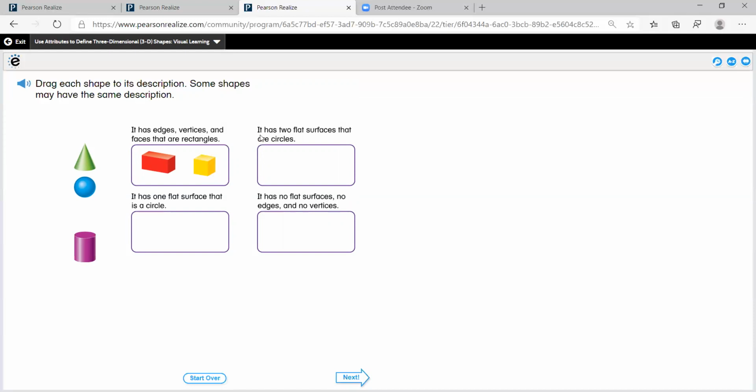Next one. It has two flat surfaces that are circles. So look for the faces that are circles. It has two that are circles. Which shape did you choose? Did you choose a cylinder? It has a circle on top and a circle on the bottom.